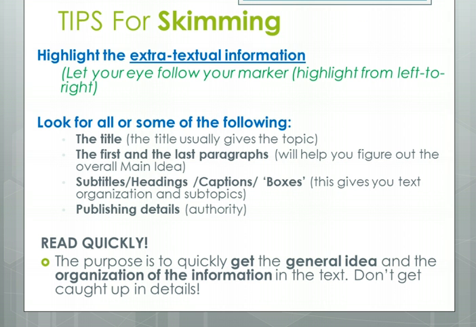So when we skim, there are different things that we can do. The first thing we can do is look at extra textual information. That's all the pictures and graphs and different things that jump out and catch your eyes. Look for the title. Look at the first and last paragraphs. Look at the subtitles, headings, captions, boxes. All these give you different kinds of information regarding the organization of the text. Look at the publishing details about its authority.